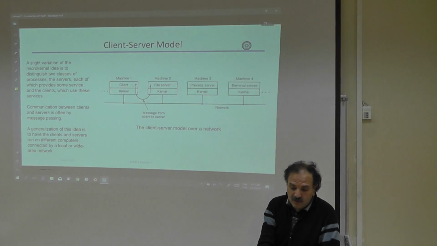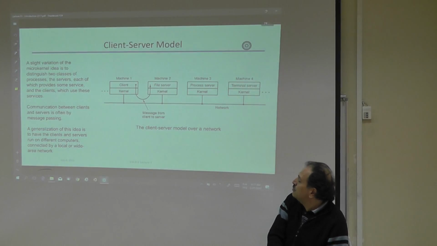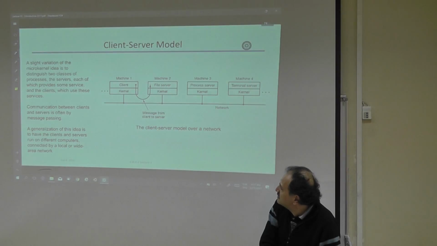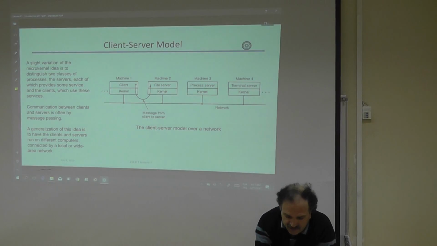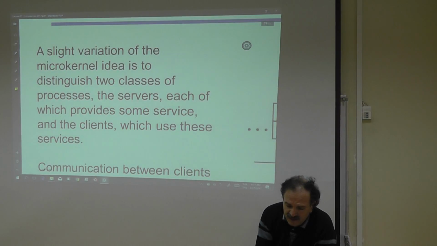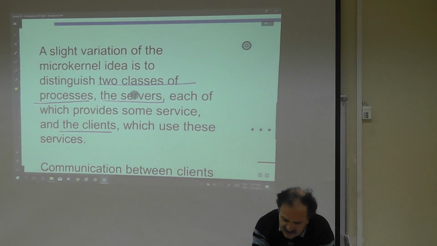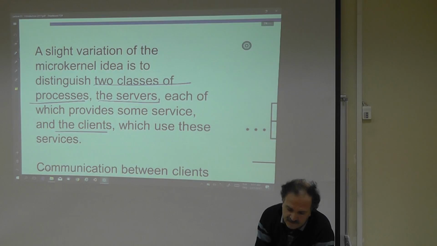What else? Similar to microkernels, we have the client-server model. Usually it is used by the networking people. It's an operating system structure, actually. It's a slight variation on the microkernel idea. It says that we will have two classes of processes. One is the server, the other is the client. Server processes and client processes, okay?